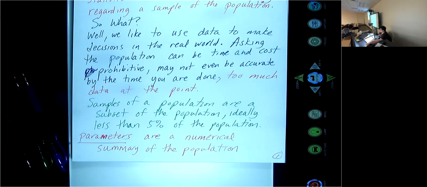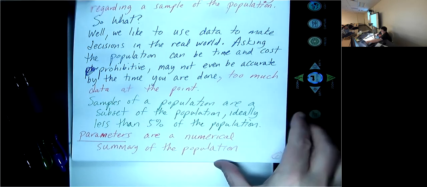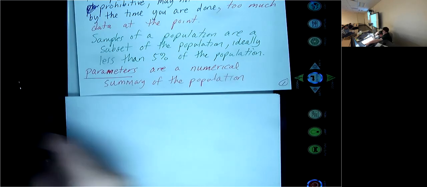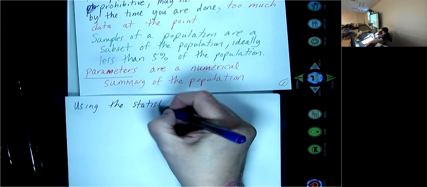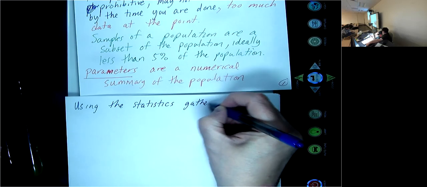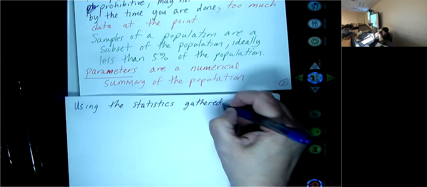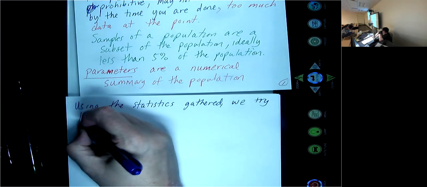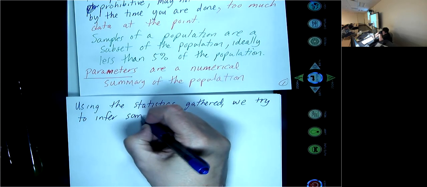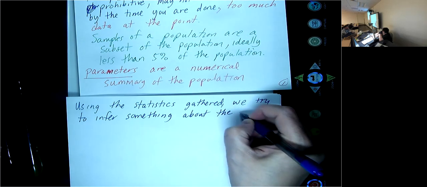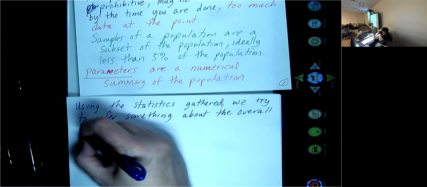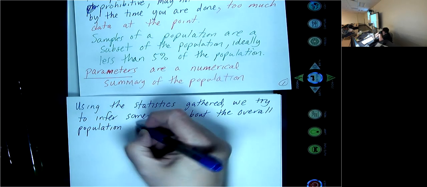So usually when we're collecting data, we can't ask everybody. And so we just get part of the data and we try to make decisions about the population from that. Using the statistics gathered, we try to infer something about the overall population based on that sample.